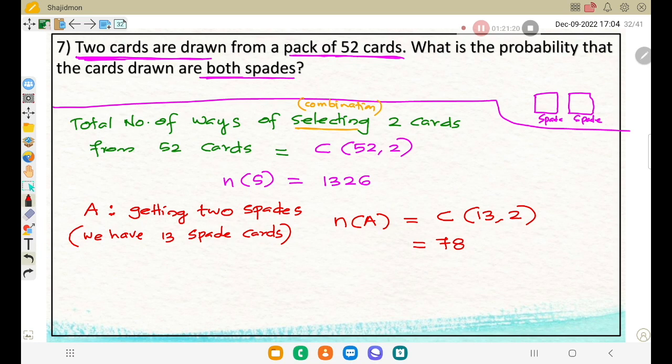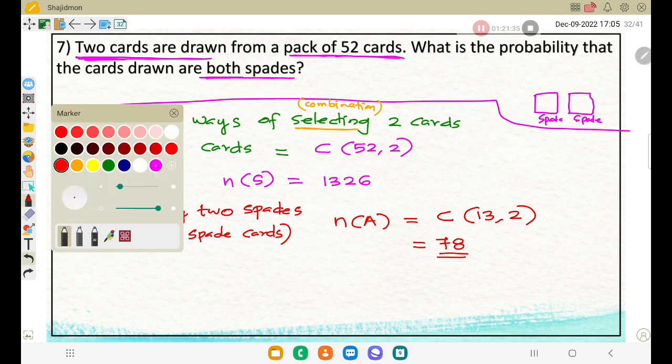78. Okay, when 2 or more than 2 numbers are coming, we always need to take the combination. That is what is important. So number of elements of A equals 78 we are getting.